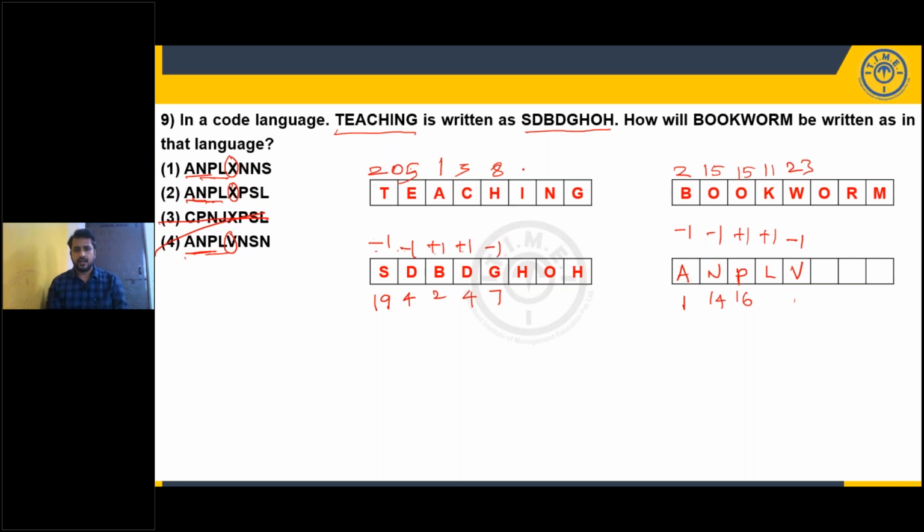But here we'll check. I is 9, H is 8, so -1. N is 14, O is 15, +1. G is 7, H is 8, so +1. Now apply the same here, -1. 15 minus 1, 14, which is N. 18 plus 1, 19, which is S. 13 plus 1, 14, which is N. V, S, N, perfectly matching. Choice 4. If you can remember the place values, answering these kinds of questions will be very easy.